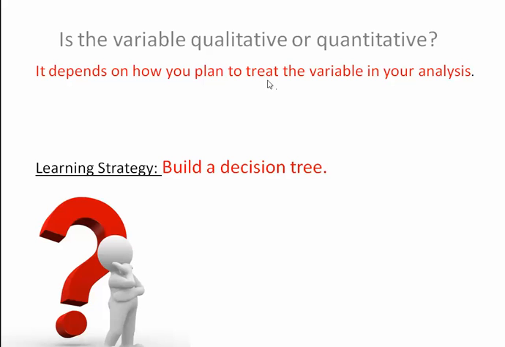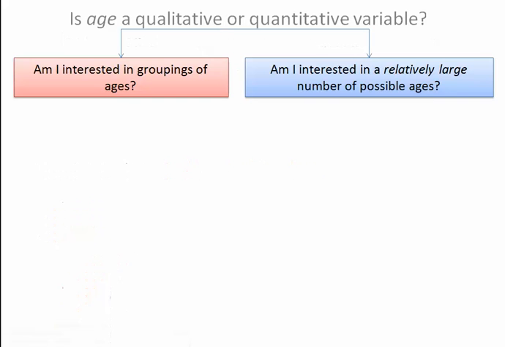The short answer that I have for you about determining whether a variable is qualitative or quantitative is to say that it's complicated. It's not as simple as just saying, does my variable have numbers? It really depends on how you plan to actually treat the variable in your analysis, and we'll take a look at that. So one of the variables that you're looking at and we've discussed is the variable of age.